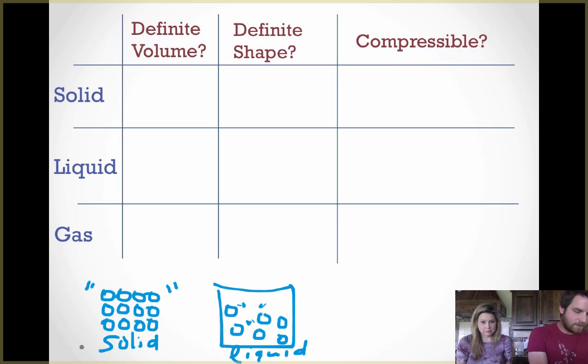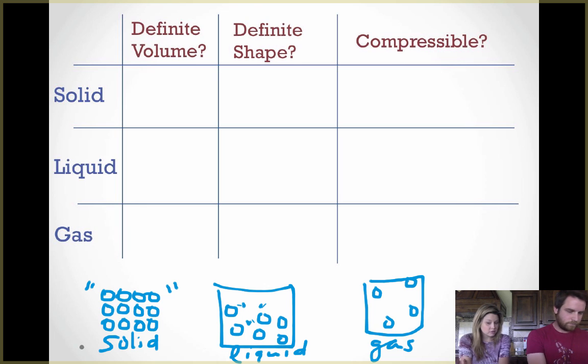Okay, so finally gases, and again I'm going to need a container here. So a gas, what do those particles look like? They're far apart, they're moving fast. They're going to have the weakest attractive forces, so they're going to be far apart, where solids would have the strongest because they're super close together.